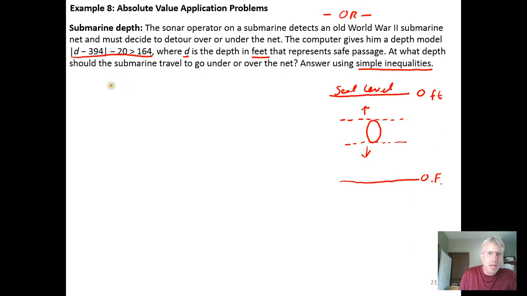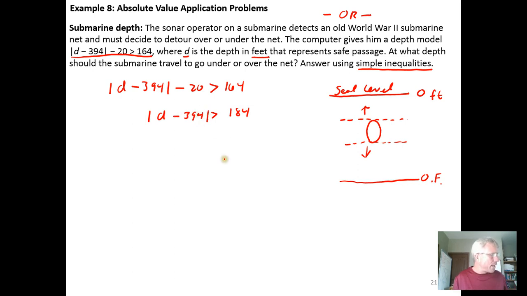So what we have is a depth model for safe passage. So the first step is to write the depth model. And then we want to isolate the absolute value sign. So I'm going to add the 20 to both sides. This is going to give 184. And we're going to have depth minus 394, absolute value of that, is greater than 184.